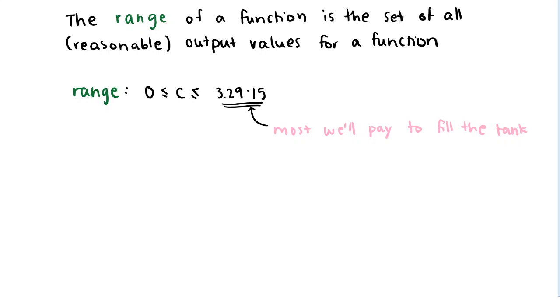And so 3.29 times 15 is really the same as $49.35. This is the most that can be paid to fill up the tank. And so the range in interval notation is the values between 0 and 49.35, both in brackets, because we can actually end up paying those costs. If we've got a full tank of gas, we'll pay $0. If we've got an empty tank of gas, we'll pay $49.35.